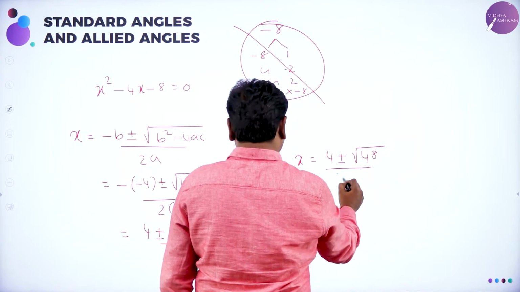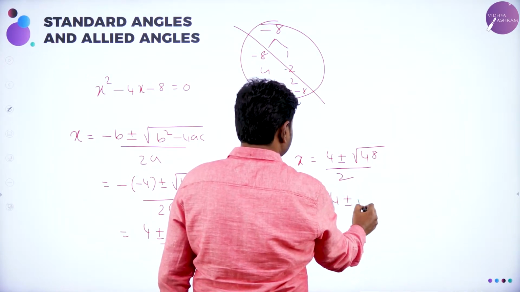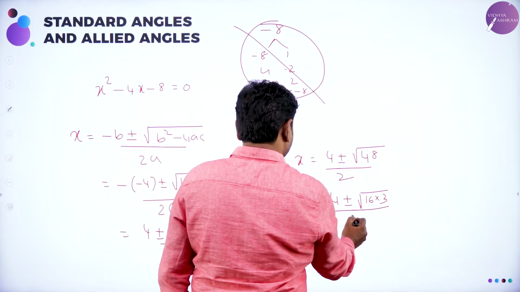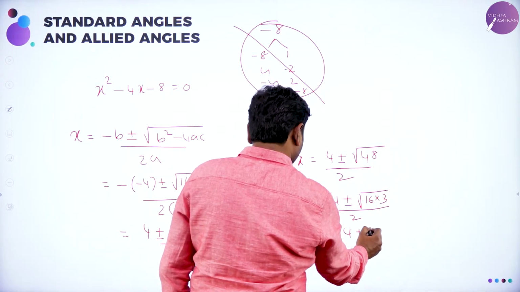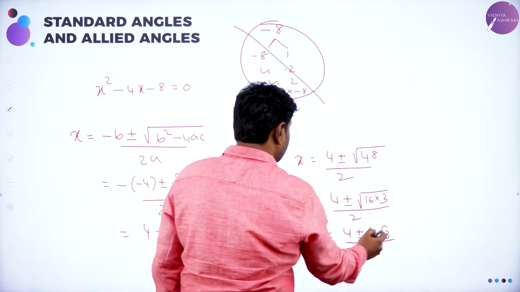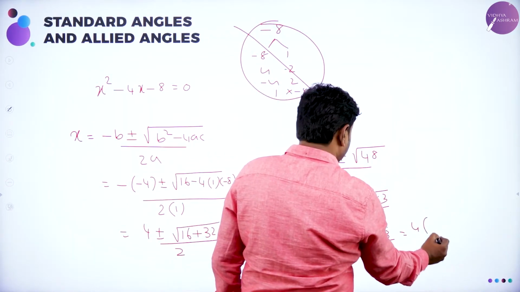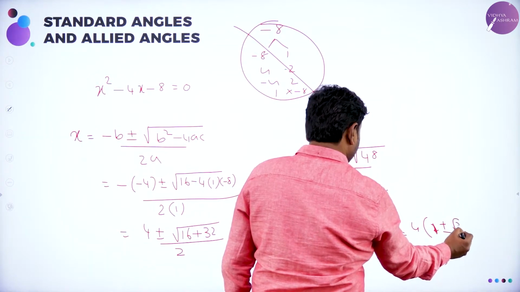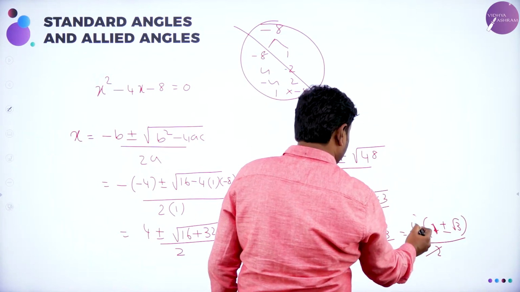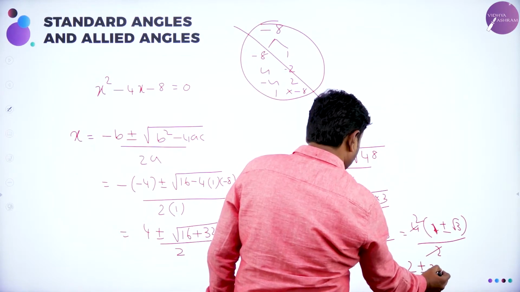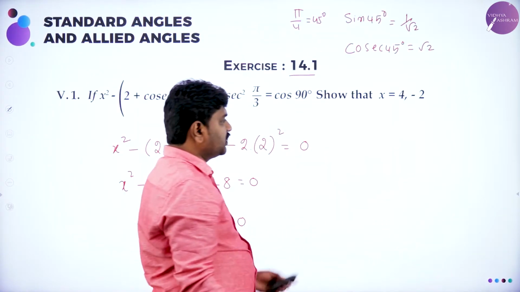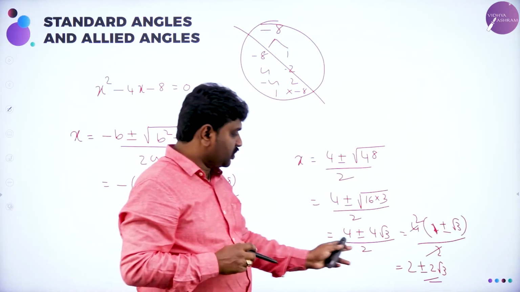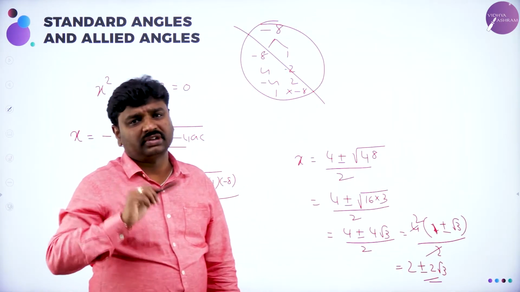Divided by 2, and 4 plus or minus root 48 can be written as 16 3s. So you can write it as 4 plus or minus 4 root 3 by 2, and you can take 4 common. If you take 4 common, 1 plus or minus root 3 divided by 2, it will be 2, 1s are 2, 2s are... Finally 2 plus or minus 2 root 3. These are the roots. But they gave in the textbook 4 and minus 2. So it's an error in the textbook, but when you solve you will get 2 plus or minus root 3.